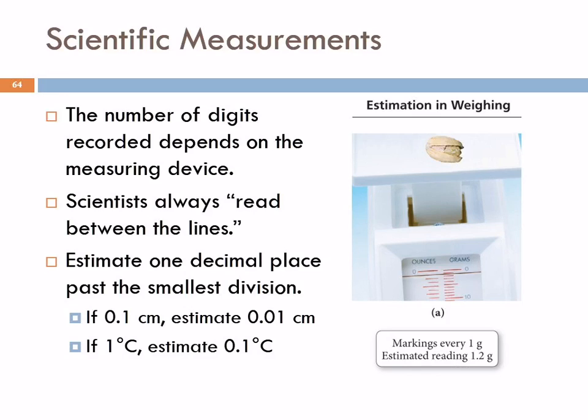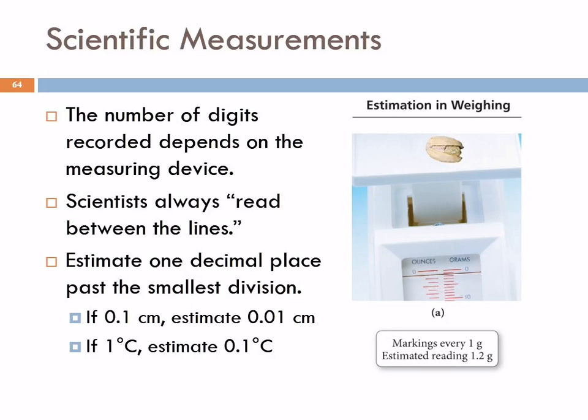We estimate. So you look at that and you imagine 10 divisions in between, and you might say, oh, I think it's 1.2 grams. Your neighbor might say, no, that's 1.3. Somebody else might say, I think it's 1.1. We're not going to argue about it. It's an estimate. We call this reading between the lines. And I'm going to get on you about this in lab because we're going to be using rulers and graduated cylinders and burettes and things, and we need to read between the lines.